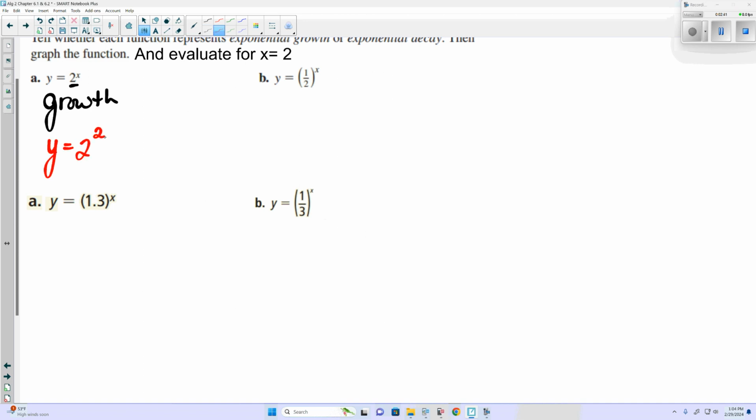Now it wants us to evaluate when x is 2. So we're going to replace the x value with 2. So we're saying 2 squared. Well, 2 squared is 4. So when we evaluate it for when x is 2, for this one here, the value is 4. That's it.